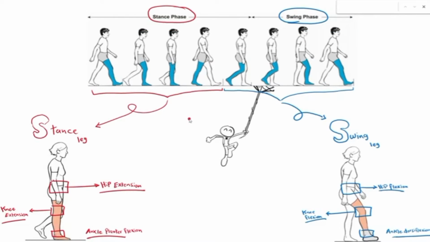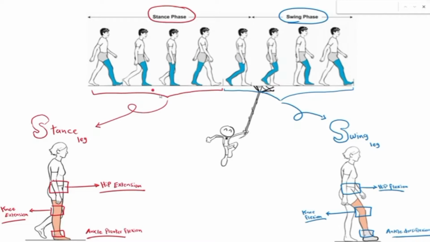In each phase, there is a way that the lower limb behaves. For example, in the stance phase, there is hip extension, there is knee extension, and at the end, as you can see here, there is plantar flexion. Of course, this is not a plantar flexion, that's why there is no arrow here. This is the plantar flexion. And in the swinging leg, we have the hip flexion, the knee flexion, and dorsiflexion at the end, again preparing for the heel strike.